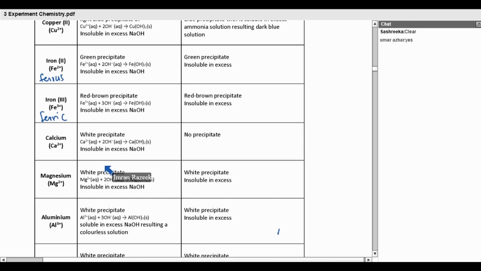One second till I get the video for the calcium. I think for some reason the calcium is missing.